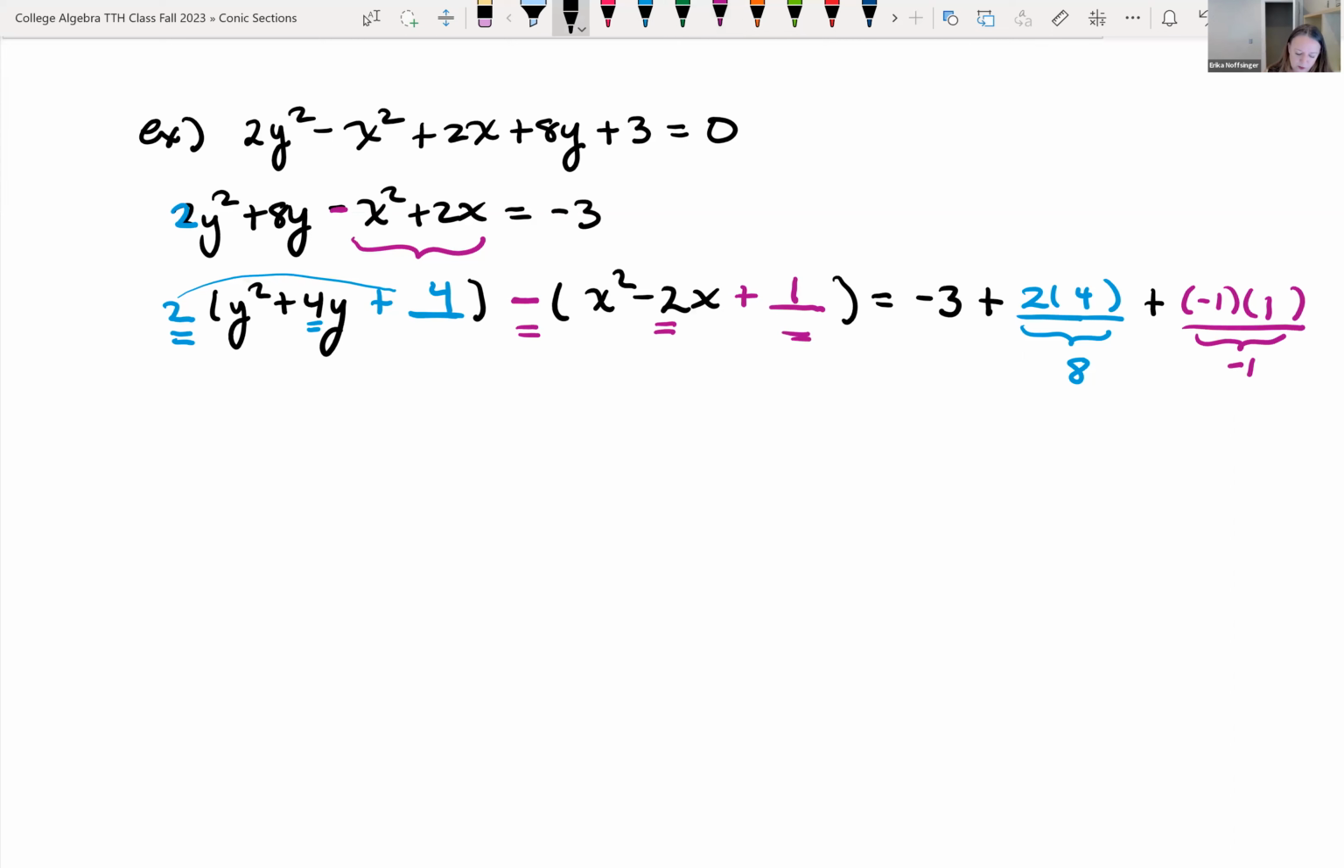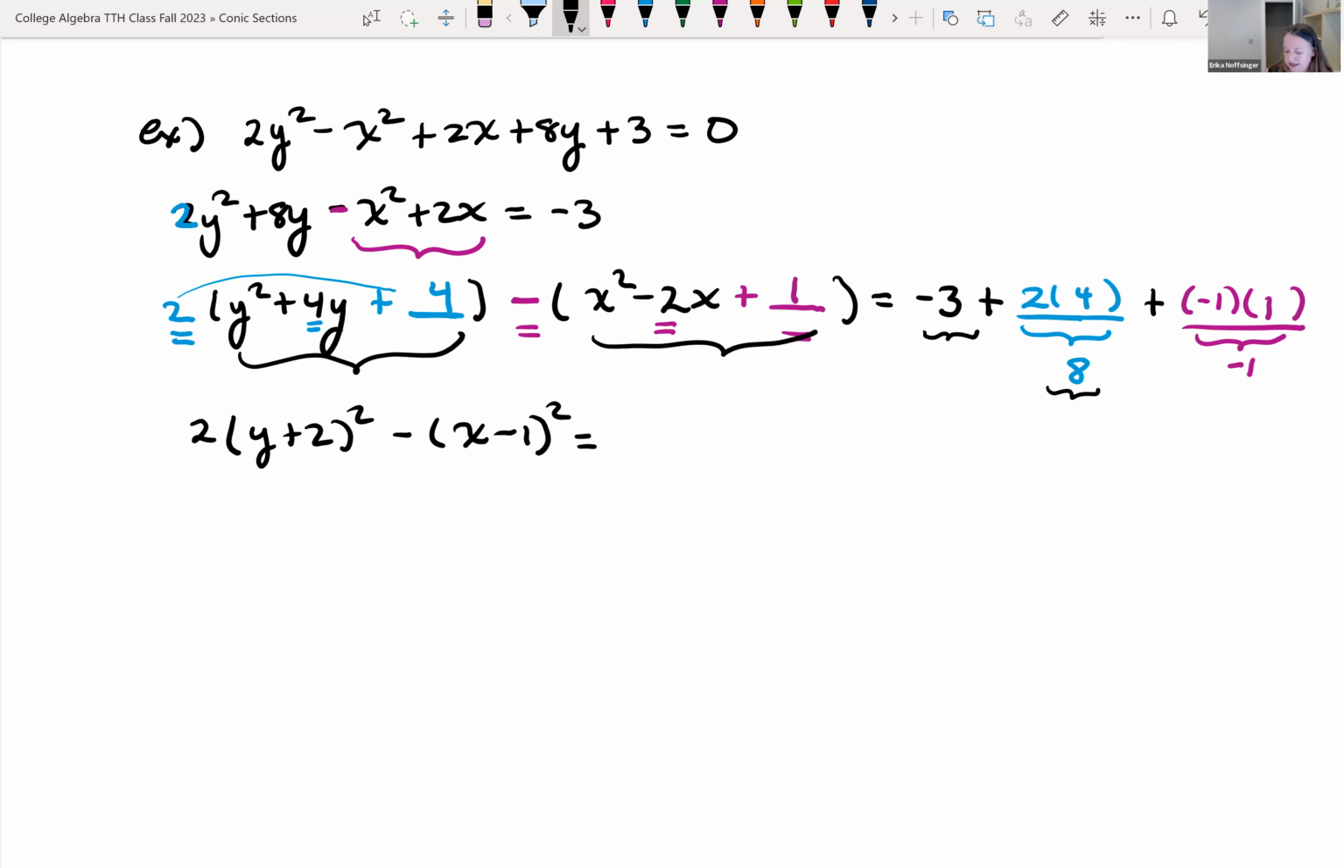So let's rewrite one side. So I have 2. This is a perfect square of y plus 2 quantity squared minus, and this is a perfect square here, x minus 1 quantity squared equals, we'll have -3 plus 8. That is 5. 5 minus this 1 gives me 4.